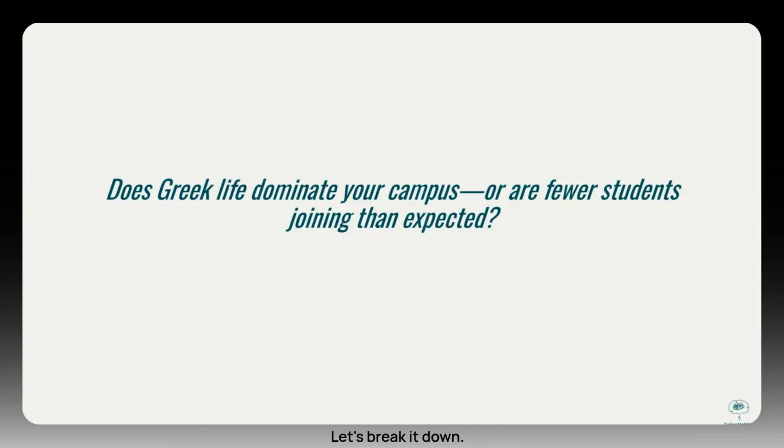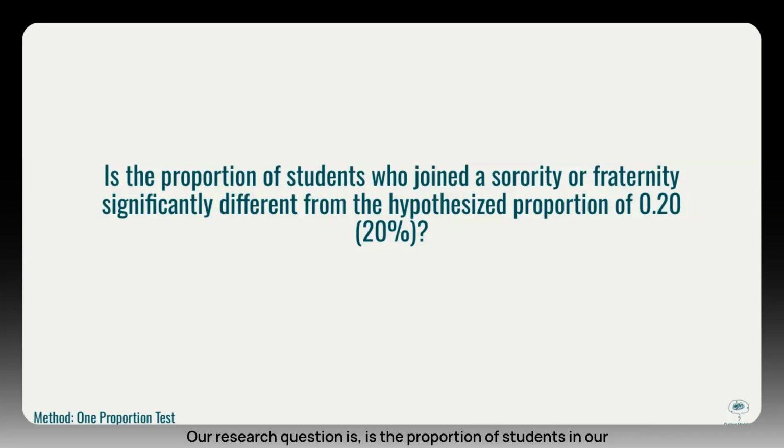Let's break it down. Our research question is: is the proportion of students in our sample who joined a sorority or fraternity different from 0.20? In other words, are more students joining than expected, or fewer?